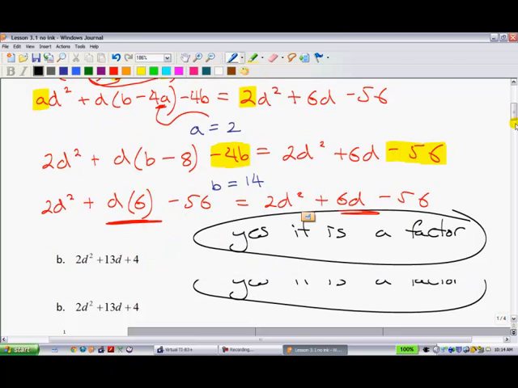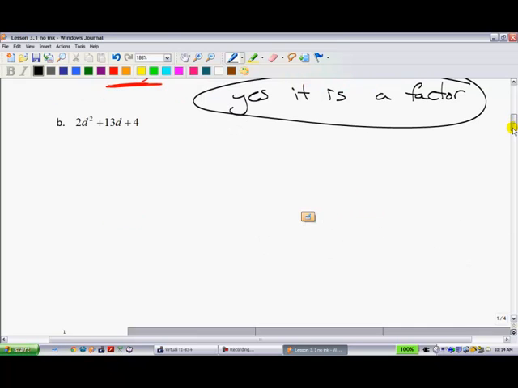Alright, so kind of giving this one away, but it's a good example to get going with. Alright, so same idea right here. We're just checking. We have a different quadratic right here. We want to know, is d minus 4 a factor of this trinomial? So let's give this a try.